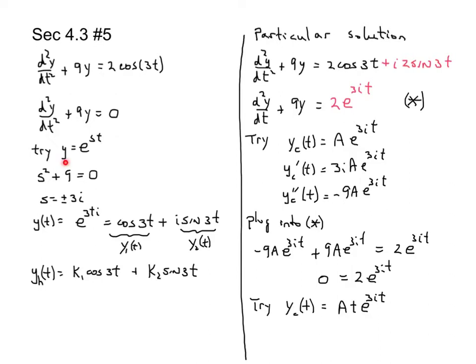We try, of course, something of the form y equals e to the st. The second derivative is s squared e to the st. We plug that in, 9 times e to the st. The e to the st's cancel. We're left with this equation, and s is equal to plus or minus 3i.